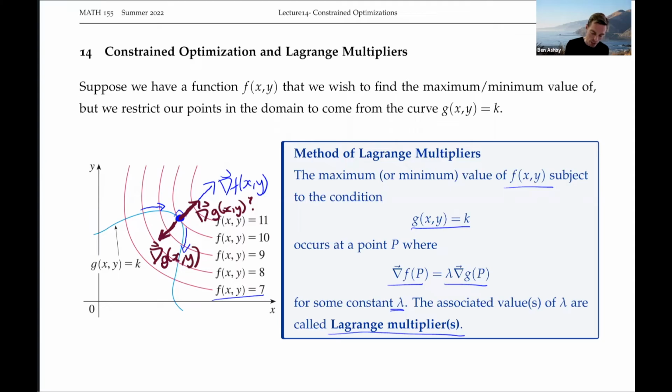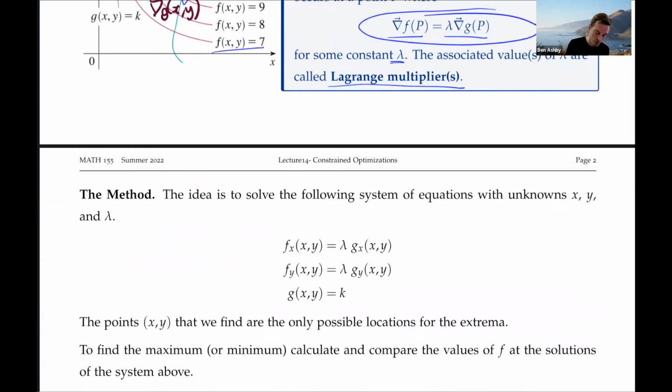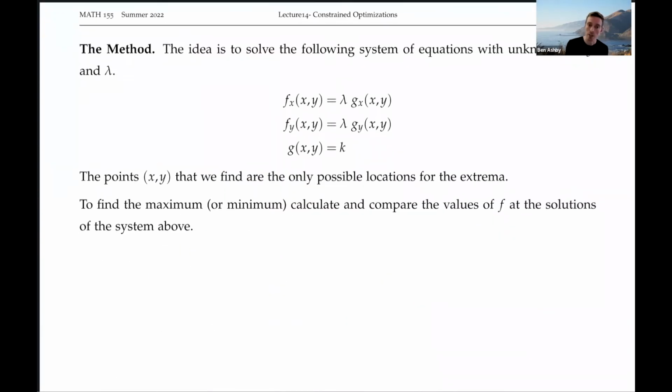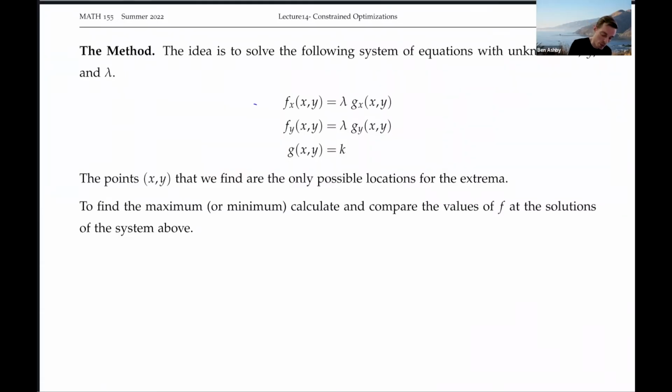You don't really need to worry about anything else other than solving these conditions. This is really just a set of equations, right? We know how to work out the grad of f or g. The partial of f with respect to x is equal to lambda times the partial of g with respect to x. Likewise, the partial with respect to y of f is equal to lambda times the partial of g with respect to y. And then we have the constraint, g of x, y is equal to k.